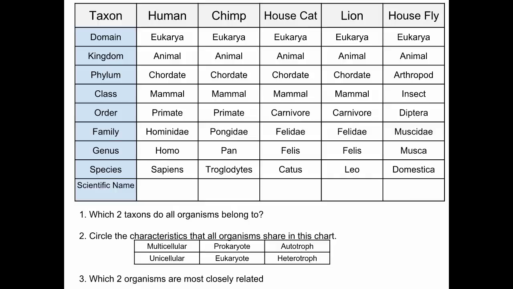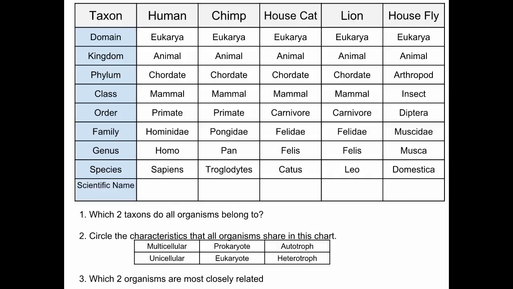We look at genus. Human genus is Homo. Chimp genus is Pan. Both the house cat and the lion are Felis. And the fly is Musca. Finally, species: sapiens for humans, troglodytes for the chimp, catus for the house cat, leo for the lion, domestica for the housefly. So we can see how all those organisms are classified through our modern classification system.